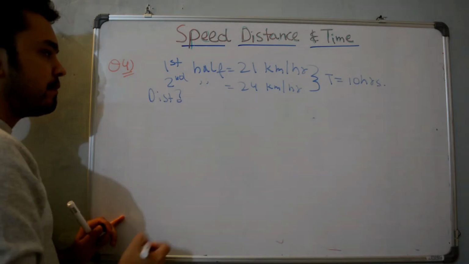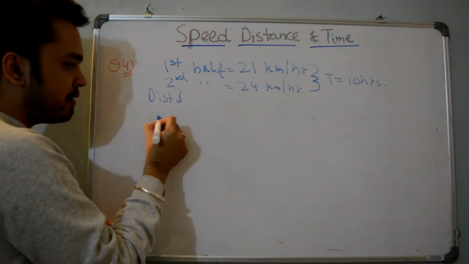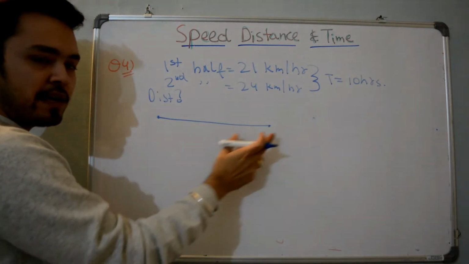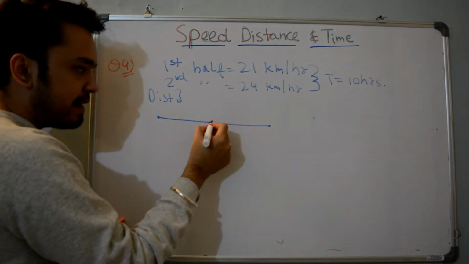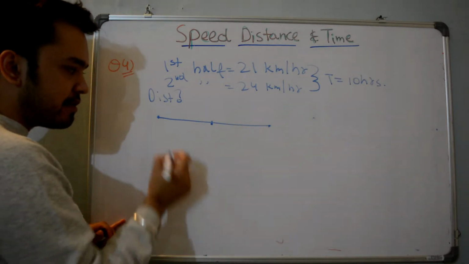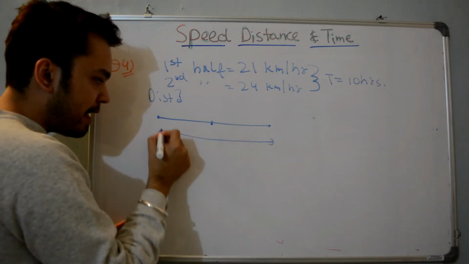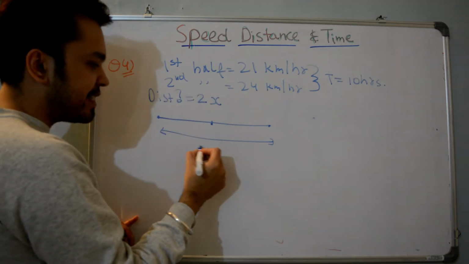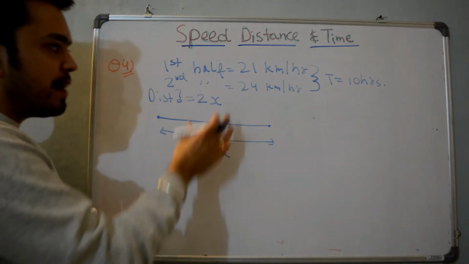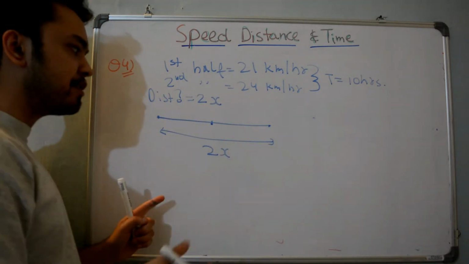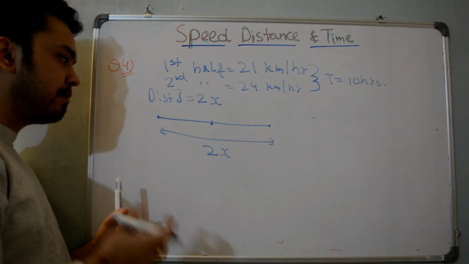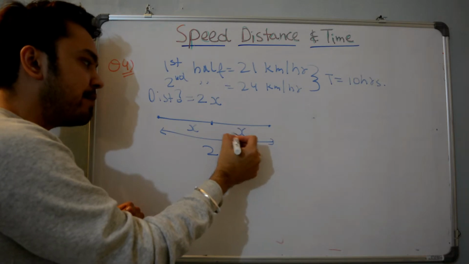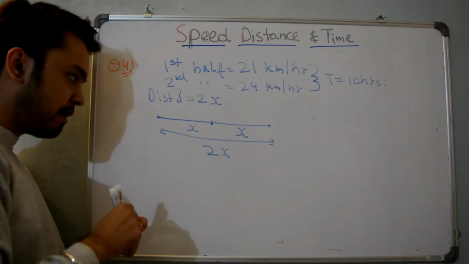Now we will make a clear visualization of this question, right? The starting point, the ending point. I'll divide it into exactly 2 halves, and I'll take my whole distance to be 2x, right? 2x is only to make our calculations more simple. So the first half will be x, so will be the second half, right?